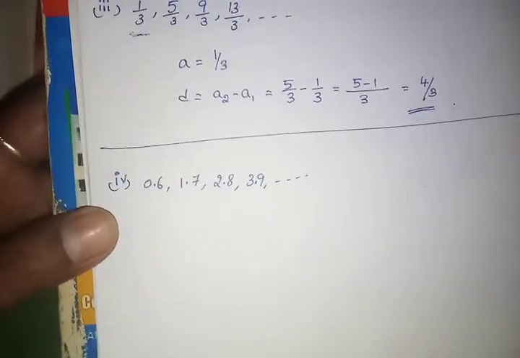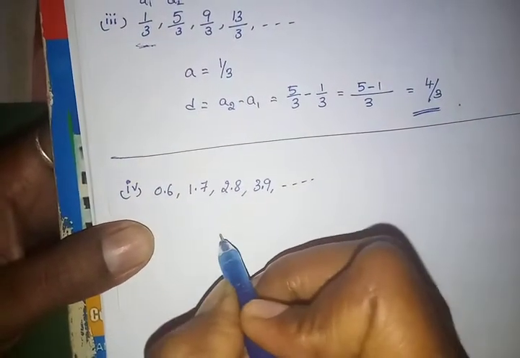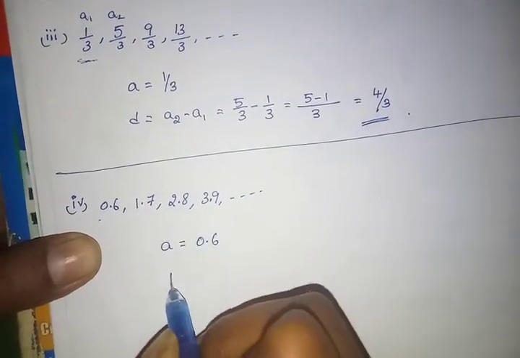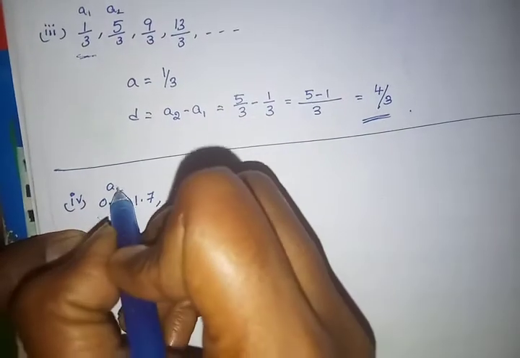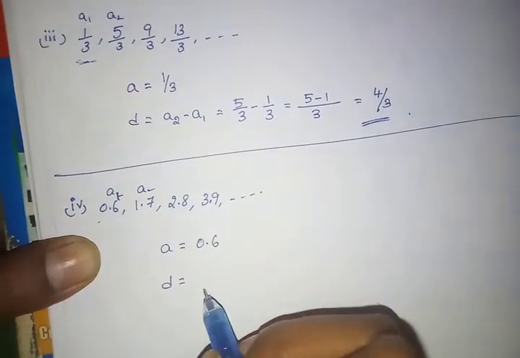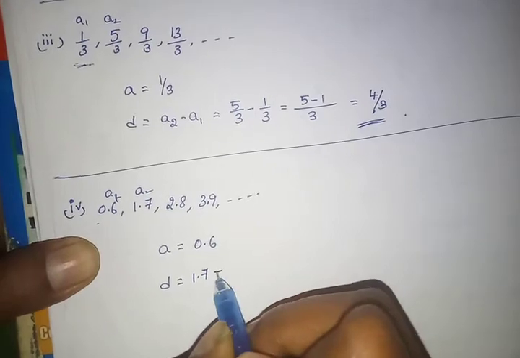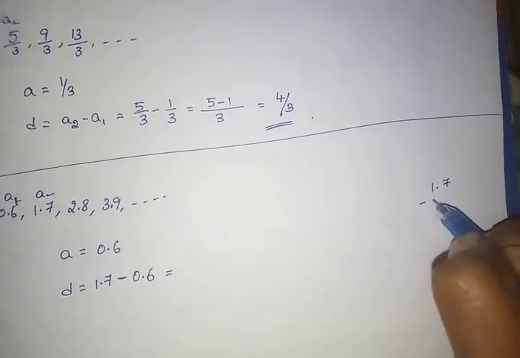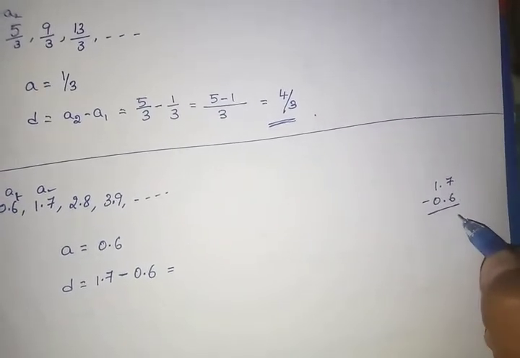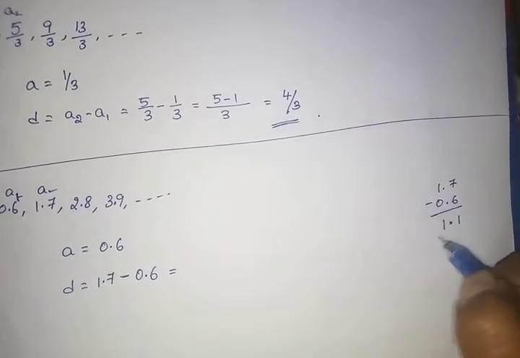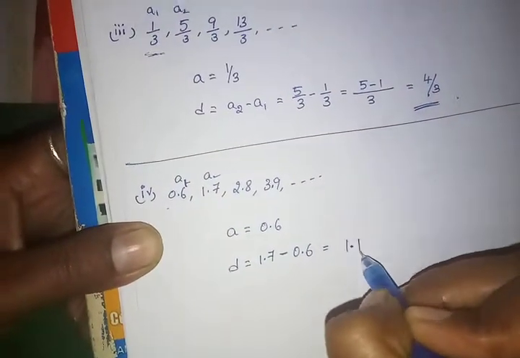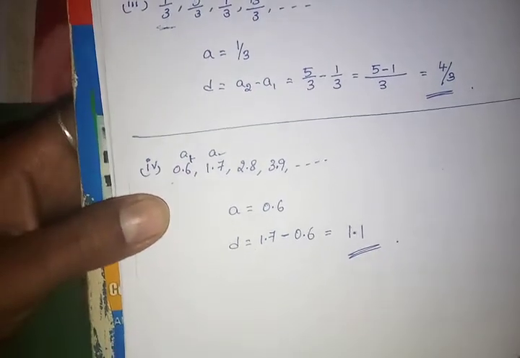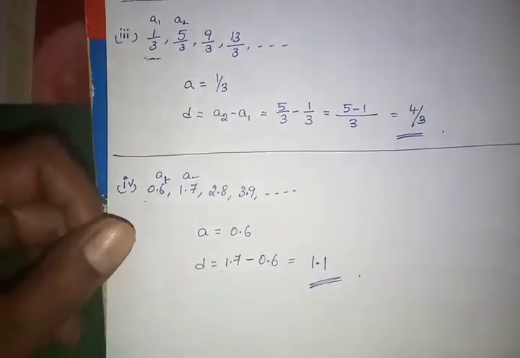Only one-step problems. See, in this, what is the a value? 0.6. And what is the d value? a1, a2. a2 minus a1, no? 1.7 minus 0.6. Subtract it. 1.7 minus 0.6. 7 minus 6 how much? 1. 1 minus 0? 1. 1.1. Bigger number? Plus only. So what is the answer? 1.1. That's all. Third problem is over. Shall we go to the fourth problem?